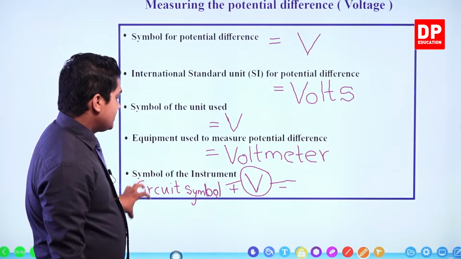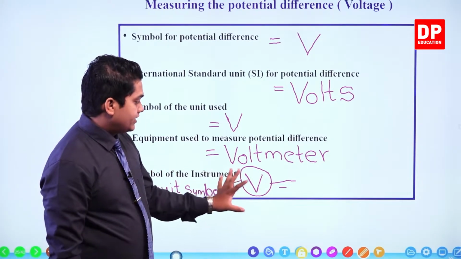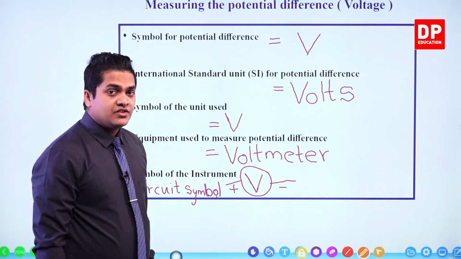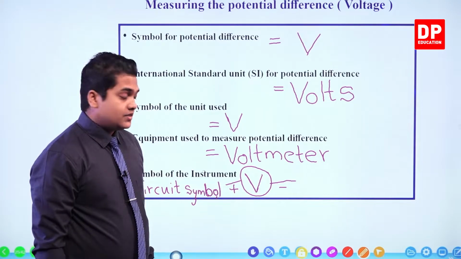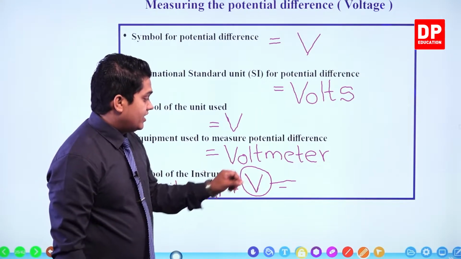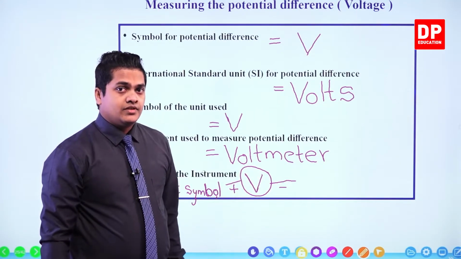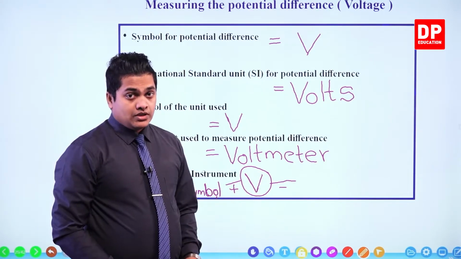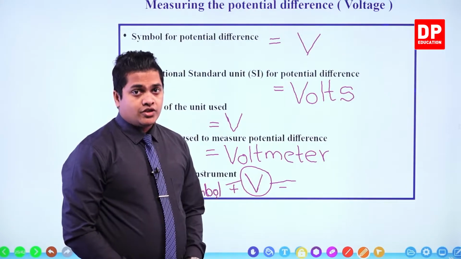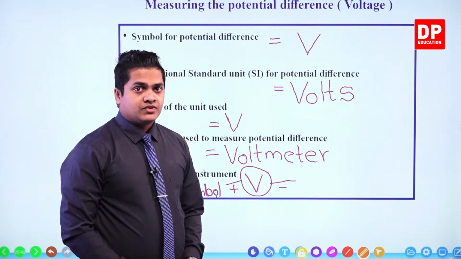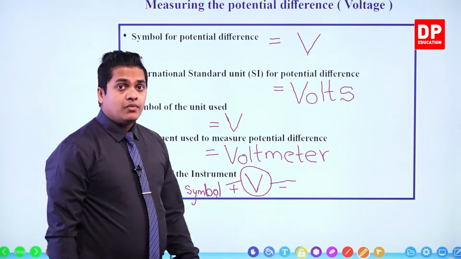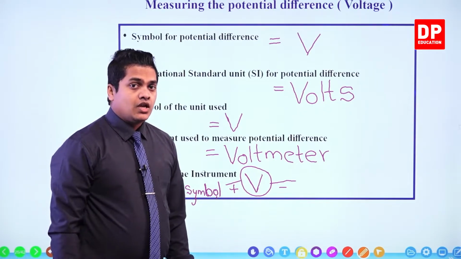The circuit symbol or the symbol of the instrument is like this, like in the ammeter, but here we use capital V, right? So capital V, then the two terminals plus and minus. So these are the things that we need to learn or study about the potential difference, my dear children, the most important things related to the potential difference.